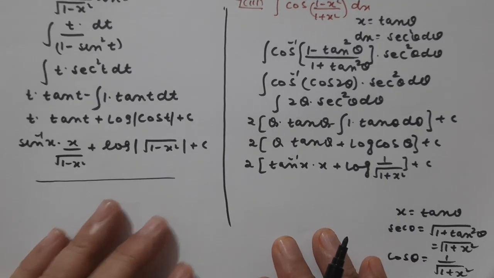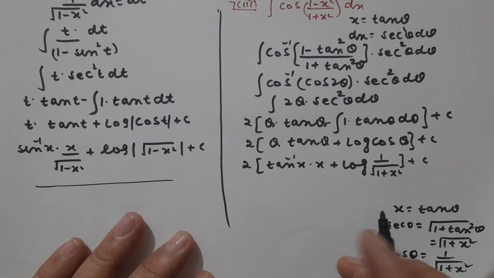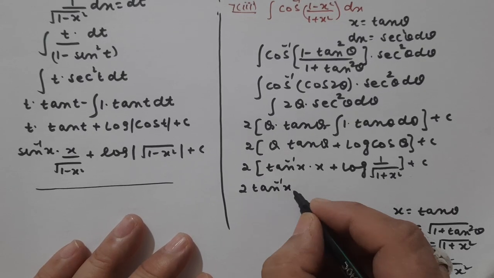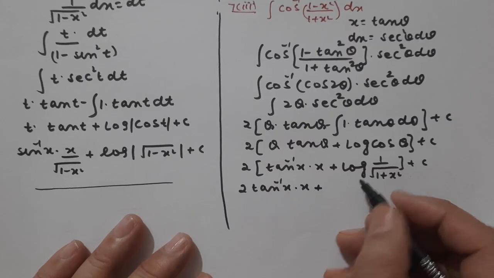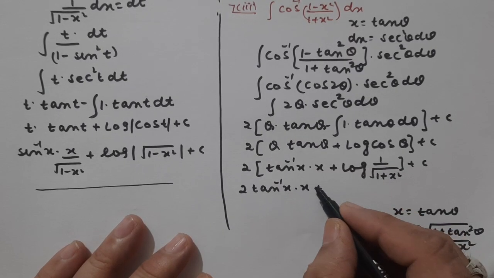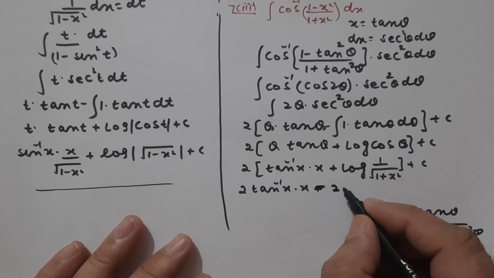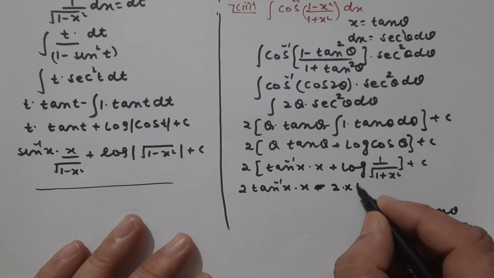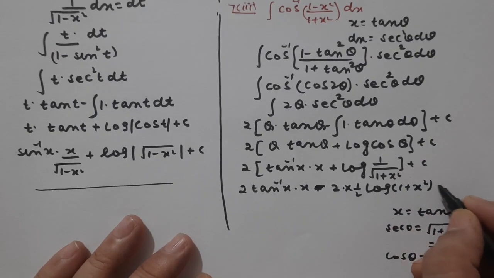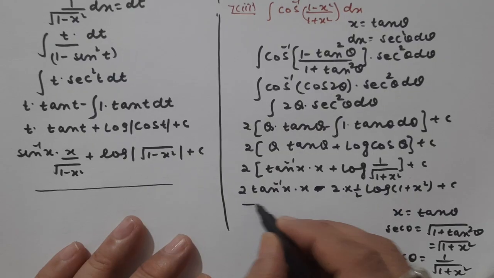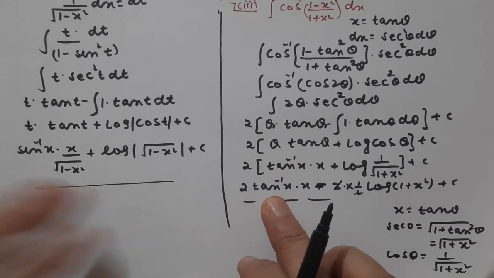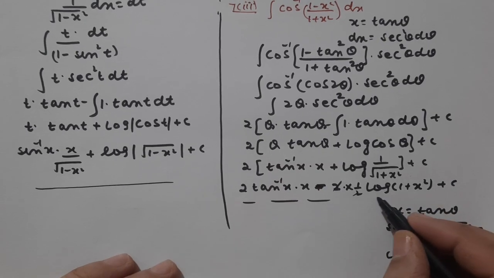To match the answer, we can apply one more step. 2 tangent inverse x into x, and log m by n, this is log m minus log n. Log 1 is 0. So we write minus 2 times 1 by 2 log 1 plus x square, as we did in the previous question. So this is your final answer. Cancel 2 with 2, so your answer will be 2x tangent inverse x minus log 1 plus x square.